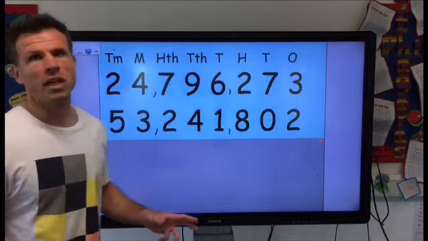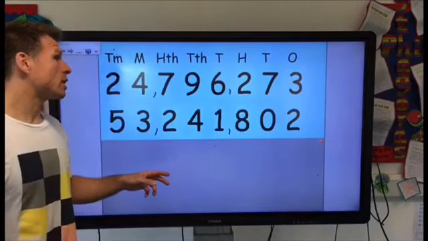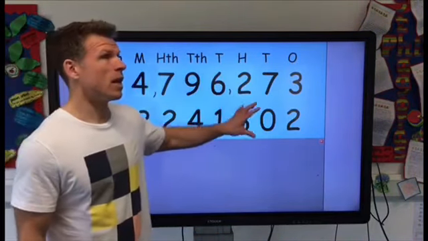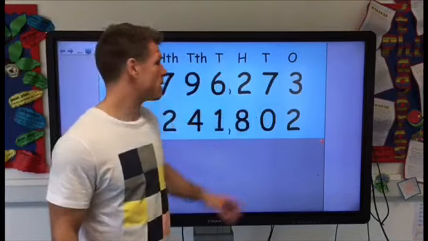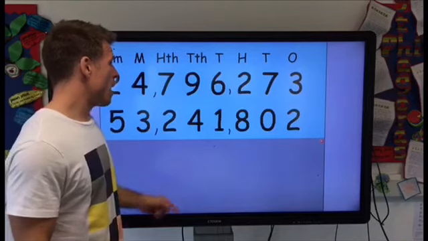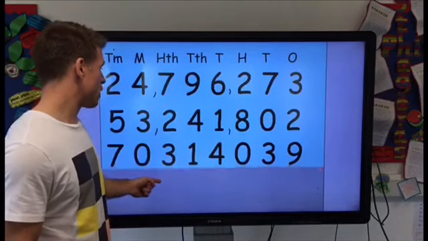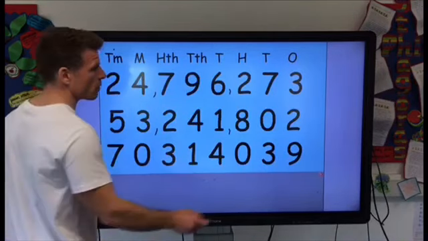53,241,802. So one of the common mistakes I often see with reading and writing numbers is when there's a 0 in there, if you then have to write it afterwards, people miss out the 0. So it's really important that we have these placeholders in. So this one, next one's going to get a bit trickier. So let's have a look at this one here. Let's put in the commas first of all.